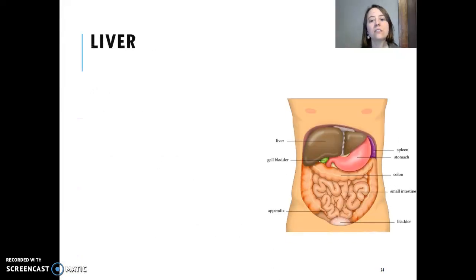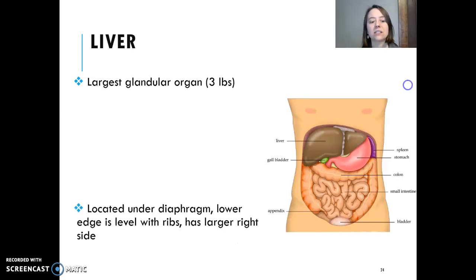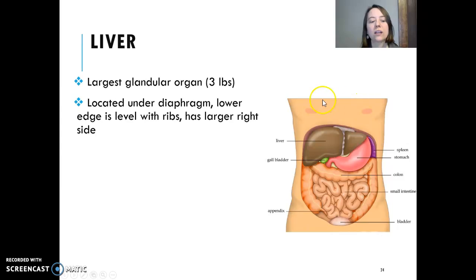Moving on to the liver. It is your largest glandular organ in the body. It is a very large organ. It is about 3 pounds, and it also is, among many other things, a gland, so it will secrete things. It is located under the diaphragm. The lower edge is level with your ribs, and it has a larger right side.